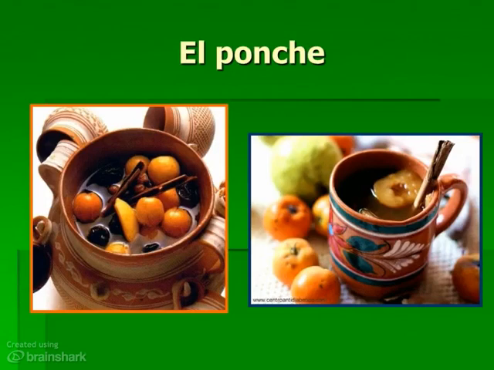El ponche. This is a traditional drink, a hot drink. It's made with fruits and cinnamon and other spices, and it's very popular, especially during las posadas. People drink ponche.